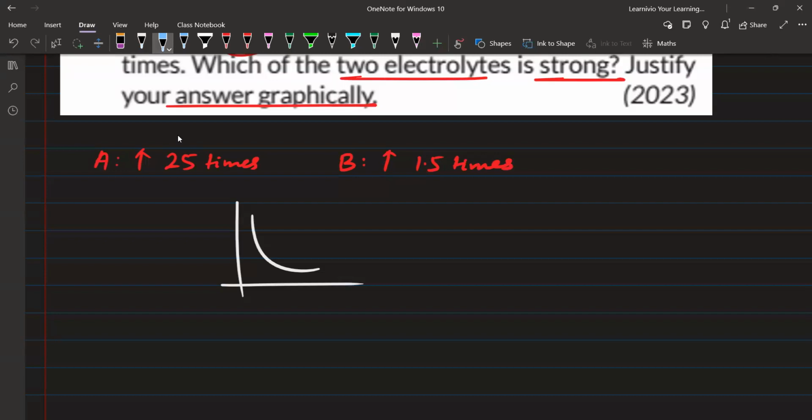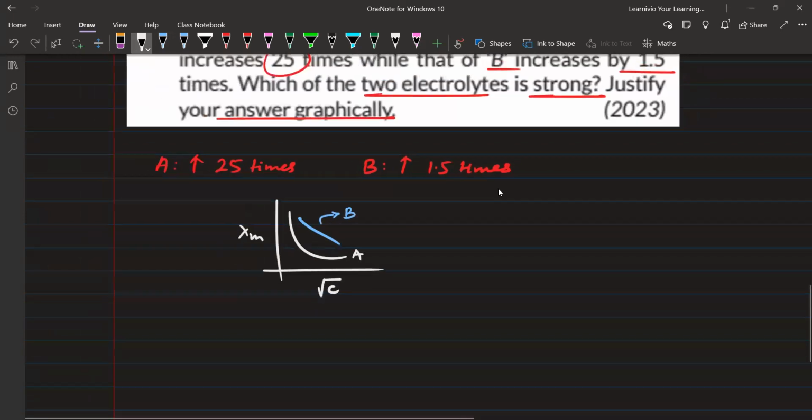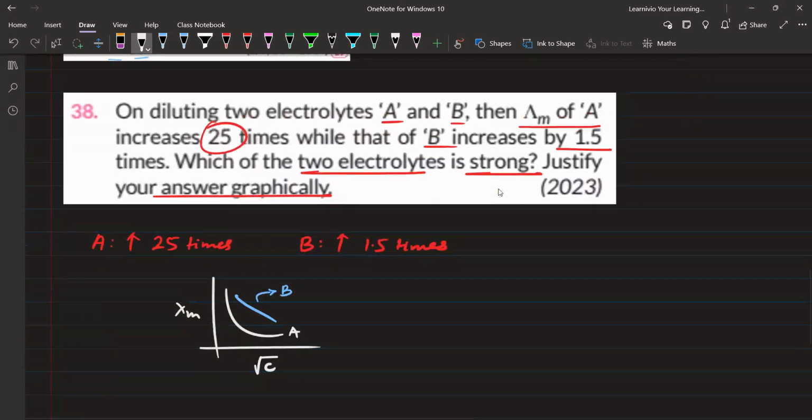And what is happening with B? It is increasing, a very small increase. It will be like this. Make it on another graph. Then you can say that this is the B electrolyte and this white one is the A electrolyte, lambda m, and then you will write 2. Okay, you can take a screenshot.